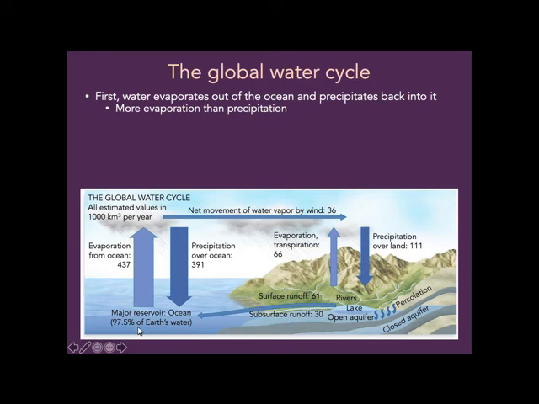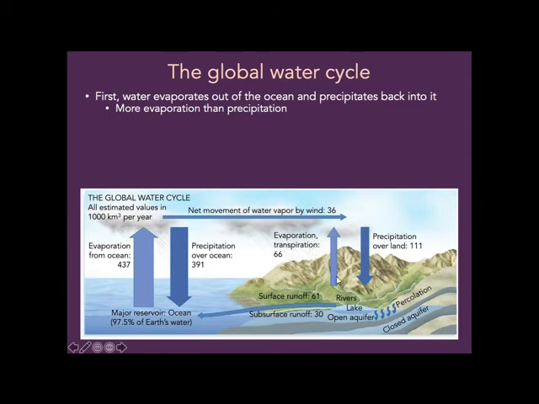So 97.5% of the water on Earth is in the ocean. There is 437 kilometers cubed per year of water that's being evaporated from the ocean. Some of it just gets rained back down into the ocean. Some of it gets blown over the land as water vapor, and then it precipitates over the land.